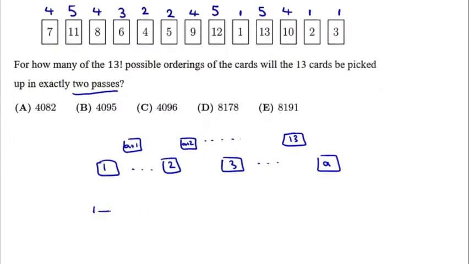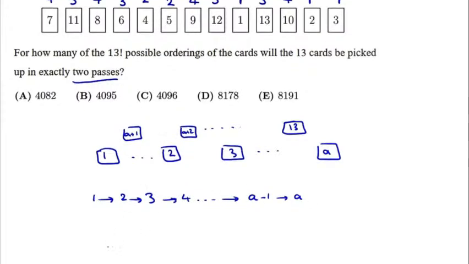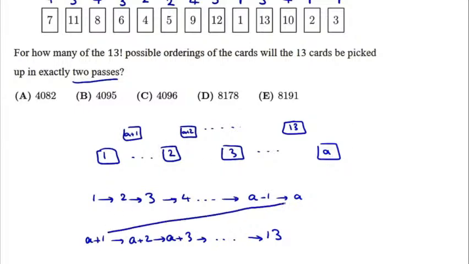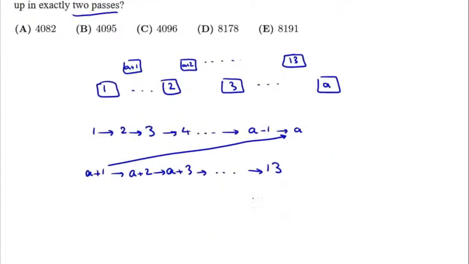So 1 should be before 2, 2 should be before 3, 3 should be before 4, up to A minus 1 before A. And also A plus 1 should be before A plus 2, before A plus 3, up to 13. But A shouldn't be before A plus 1; A plus 1 should be before A. So it should be like this.